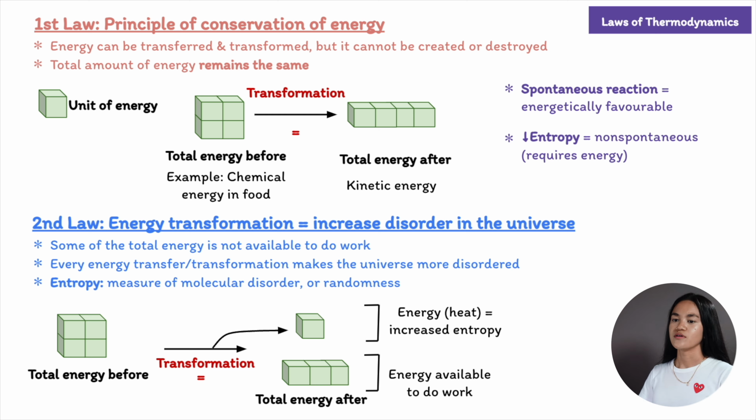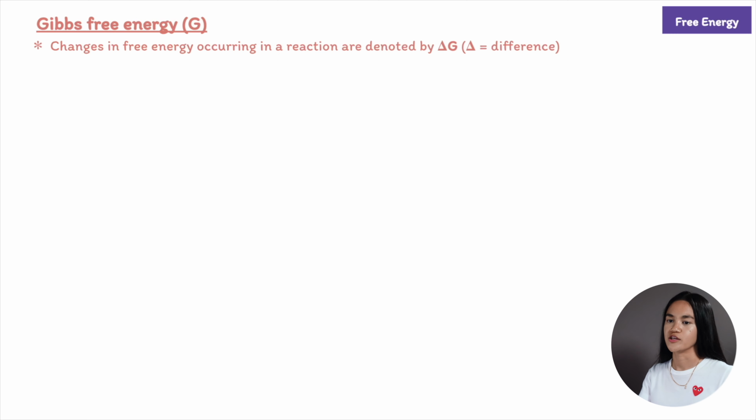Okay, now the amount of energy available to do work is called Gibbs Free Energy, or simply free energy. In a chemical reaction, we can compare the free energy of the reactants and products to determine whether the reaction releases energy that is available to do work. The difference between the two values is denoted by the Greek letter delta. So delta G is the free energy of the products minus the free energy of the reactants. Let's look at this closer.